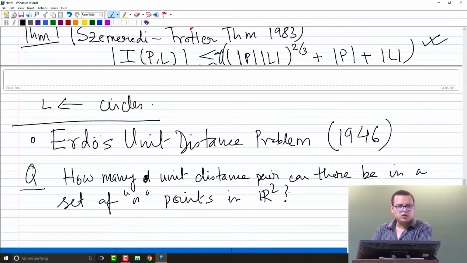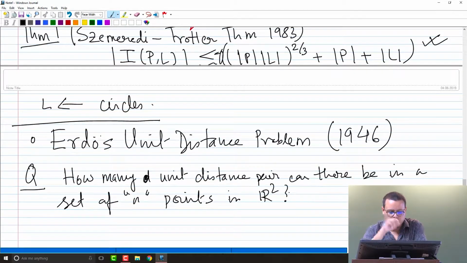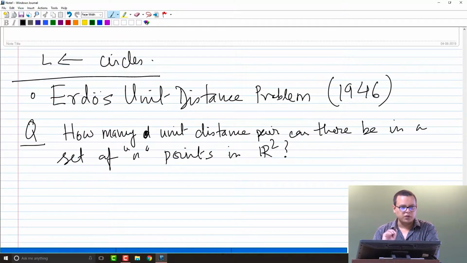So what is the problem? If I give you n points in R2, how many unit distance pairs can you get? Any pair of points determines a distance, right? You can calculate the distance between a pair of points. So how many such pairs will you have which are at unit distance away from each other? Make sense, the problem? Yes? No? It's okay? Good. This is a very simple sounding problem, right?